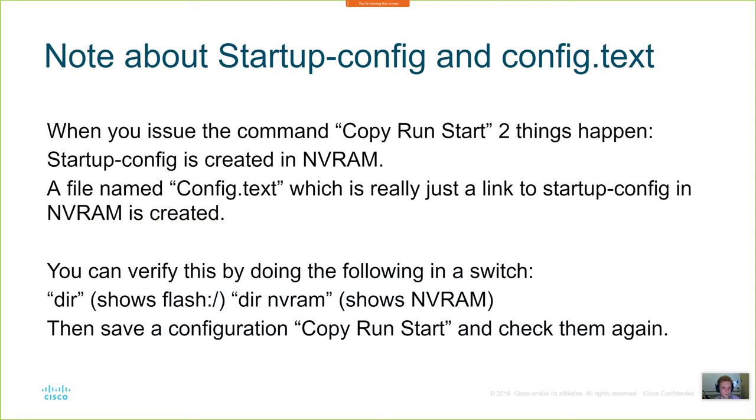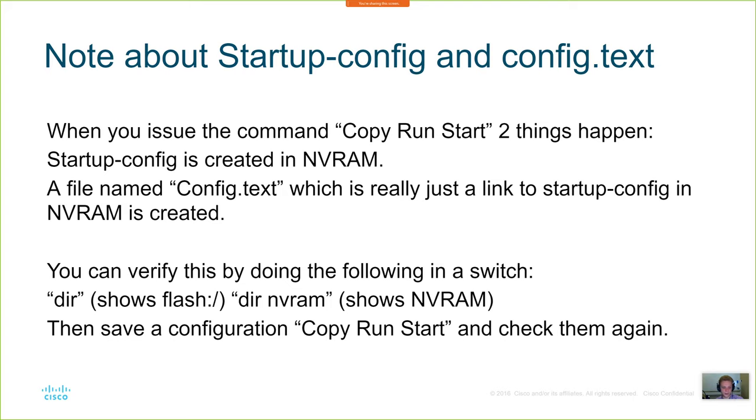So a quick note about startup config and config.txt. When we do our copy run start, we're actually creating a file that is startup config. It's saved in NVRAM. And this is pretty much what they told me when I went through the Cisco curriculum: copy run start puts a startup config in NVRAM. Now there also is a file called config.txt, which really is a link to the startup config in NVRAM. And if you know a lot about computers, you may be familiar with that.